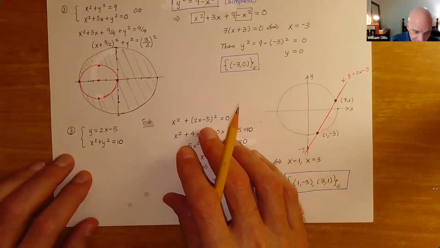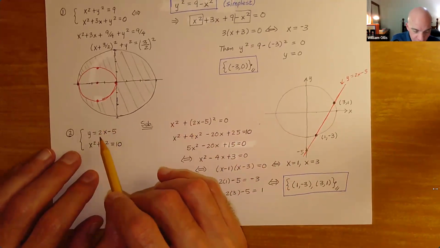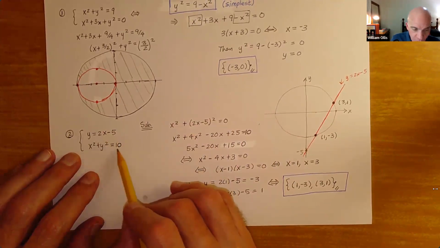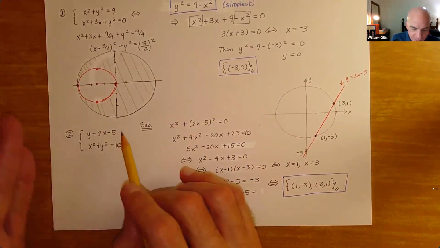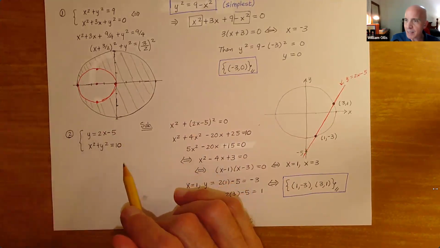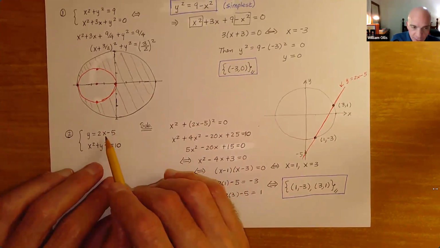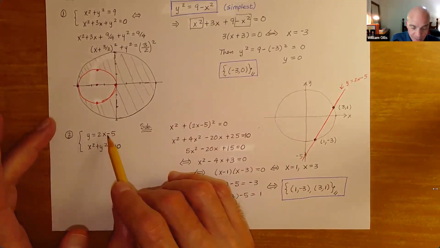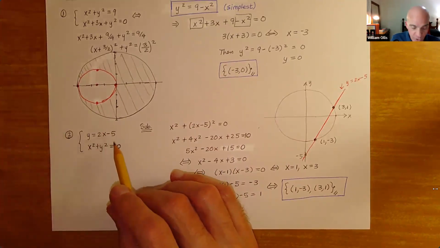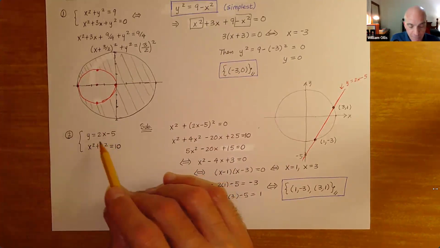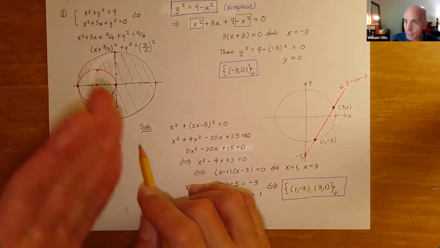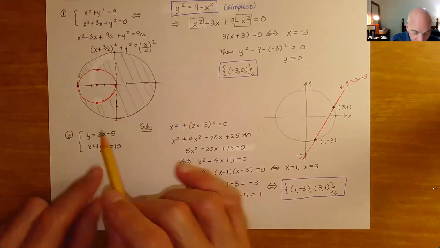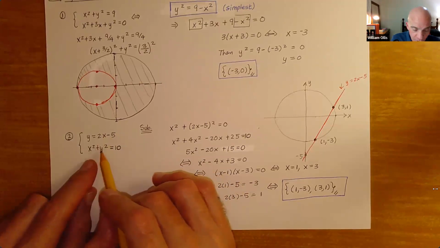Now let's look at this example here. We have y equals 2x minus 5, and we have x squared plus y squared equals 10. Well, this is an example, like I said at the introduction. This is a linear equation here, basically just a two-variable linear equation, if we had 2x minus y minus 5 equals 0, if we put all the variables and constants on one side. And then, of course, we have a circle here, a quadratic.